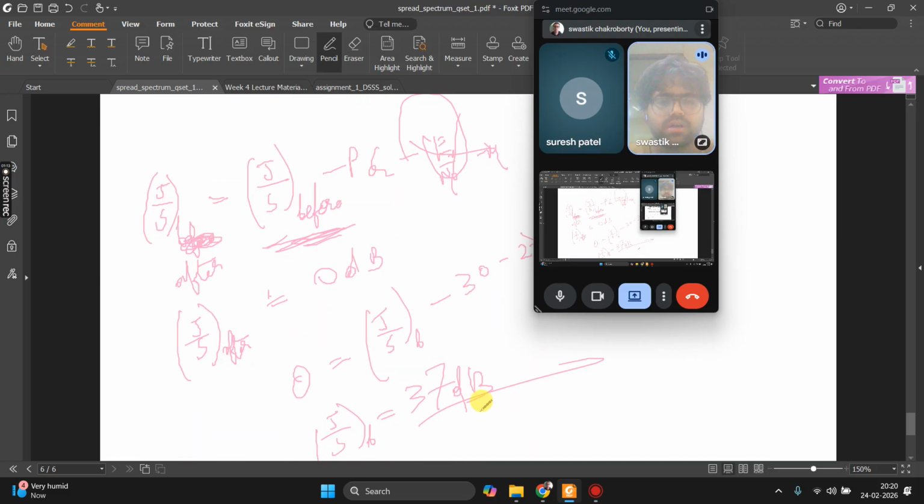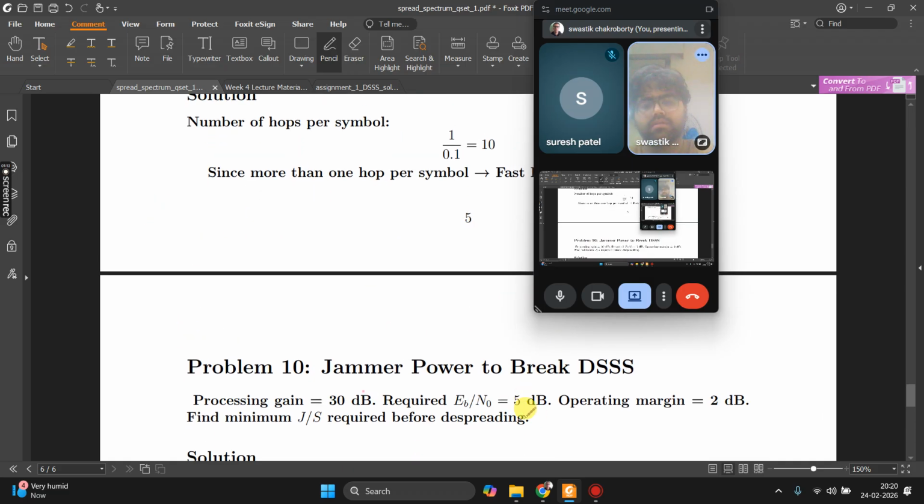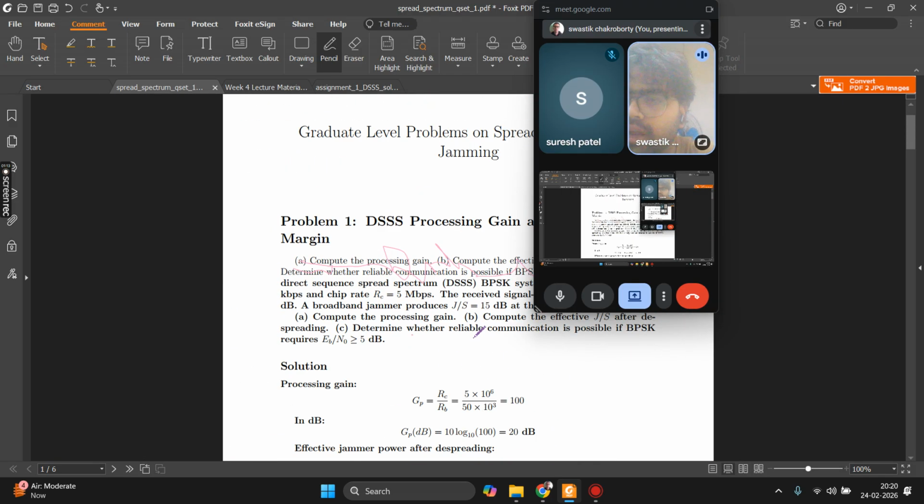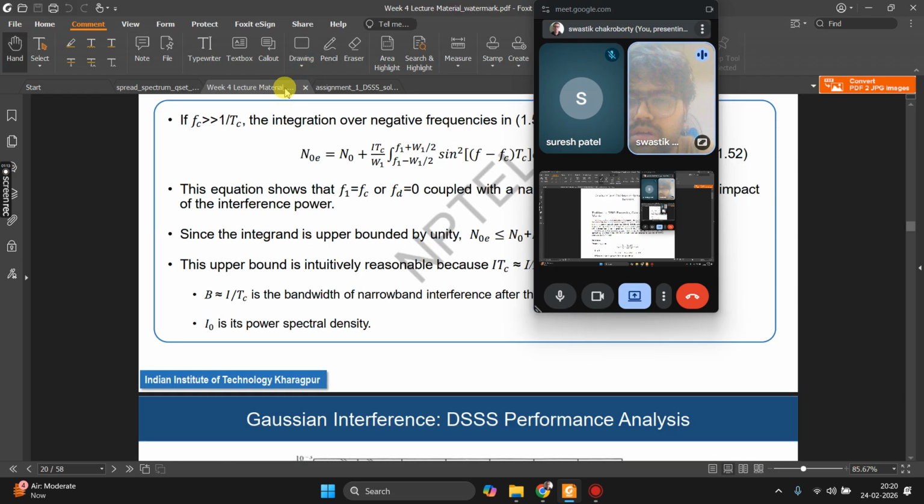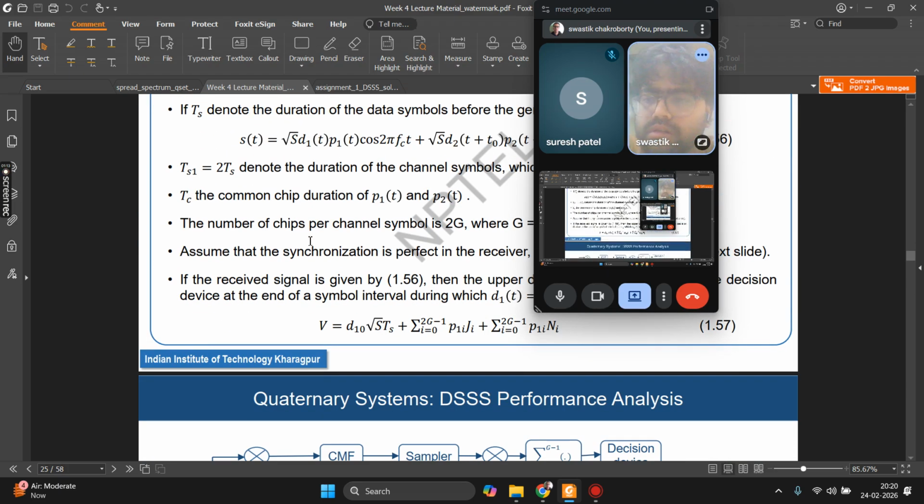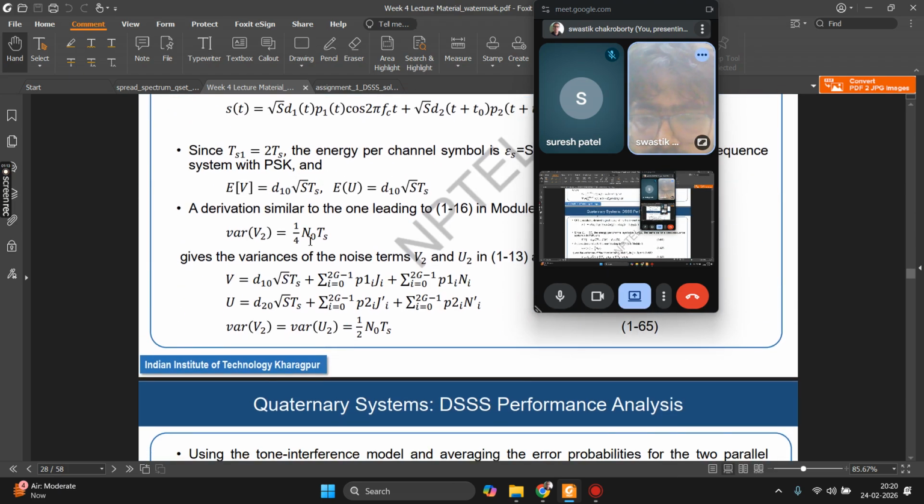So it just needs to overcome the processing gain and the margin. Sometimes the margin might not be given, so it just has to overcome the processing gain. The Eb/N0 is independent of this process. Okay, so that concludes this problem solving part.